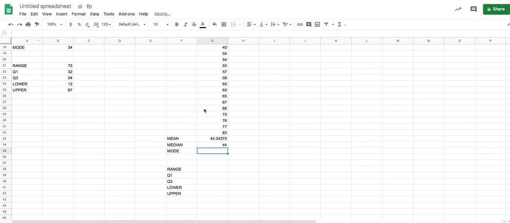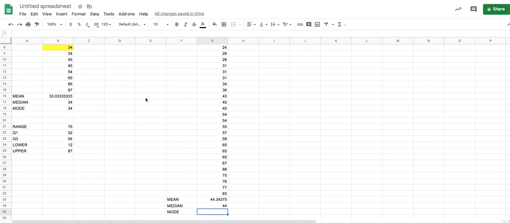And we have 44. Now, just to confirm this, if you think about it, guys, if there's 32 numbers, that means there's 2 numbers in the middle. And those 2 numbers are going to be 16 and 17. So 16 and 17, these are the 2 numbers that are actually in the middle.